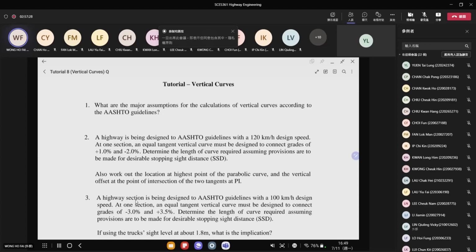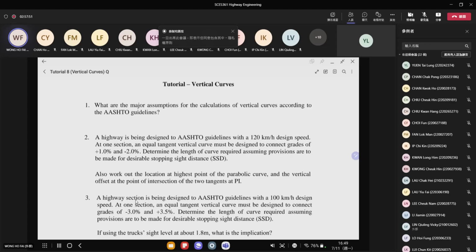And then the highway is being designed to AASHTO guideline with 100 km/h design speed. At one section, an equal tangent vertical curve must be designed to connect a grade of 1% and then 2%. This one is actually the question that I asked in the lecture. Okay? But here there's another follow-up question.